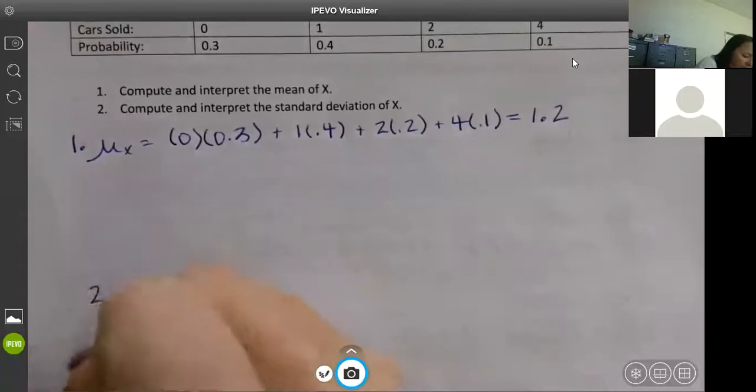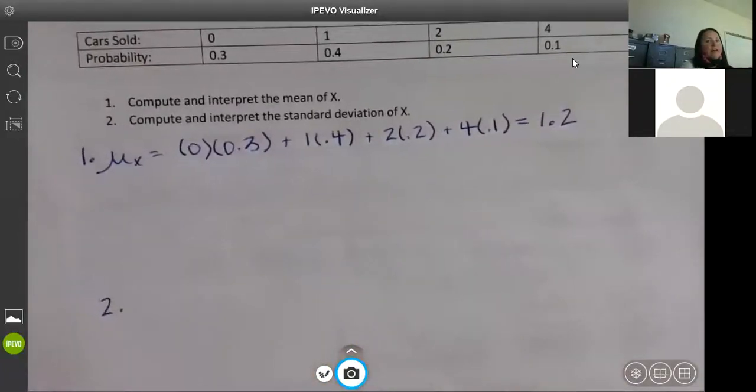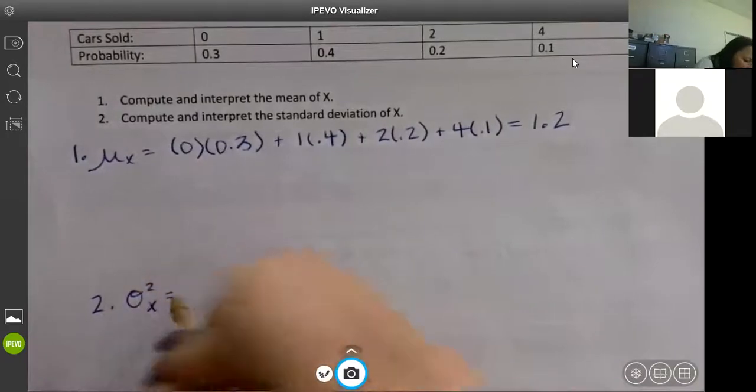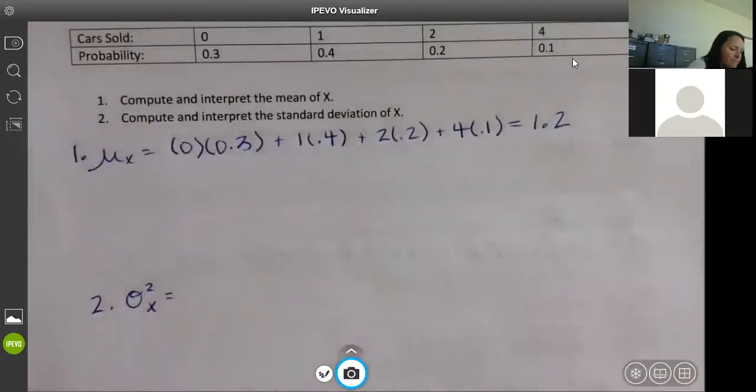I'm going to hang on to the interpret for a minute. I'm going to go down to number 2, and I'm going to do the standard deviation by hand. To be able to do the standard deviation by hand, what do I have to do first? Find the variance. So we're finding the variance of X first. So I found my mean was 1.2.